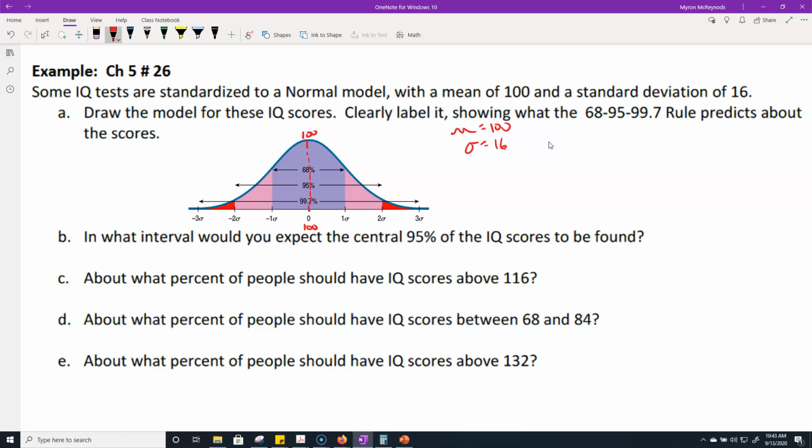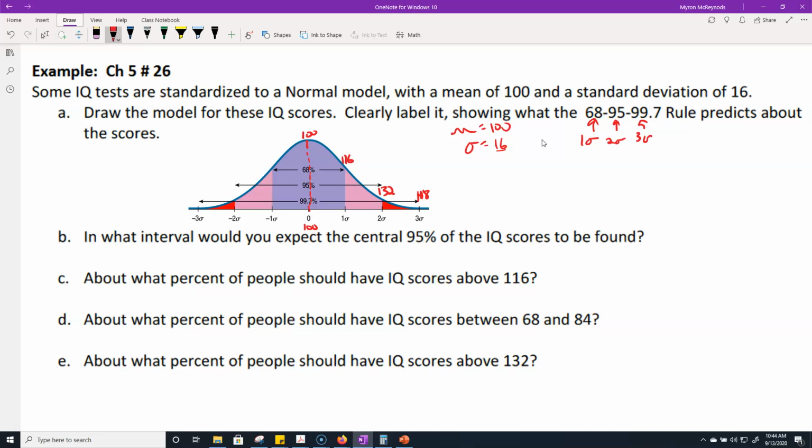Since the standard deviation is 16, would be 116, and another standard deviation to the right would be 16 more, which is 132, and another one to the right would be 16 more, which is 148. So remember, 68% of your data is within one standard deviation on each side. 95% of your data is within 2 standard deviations, and 99.7 is within 3 standard deviations on both sides.